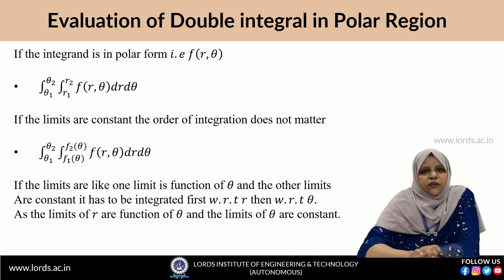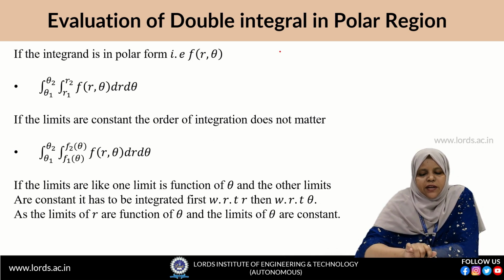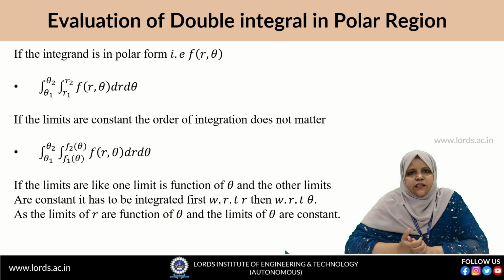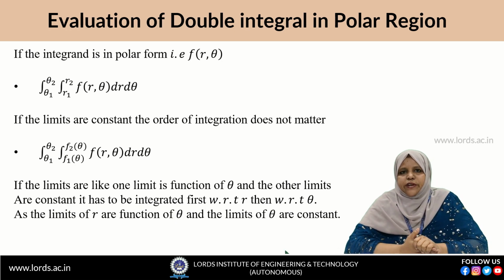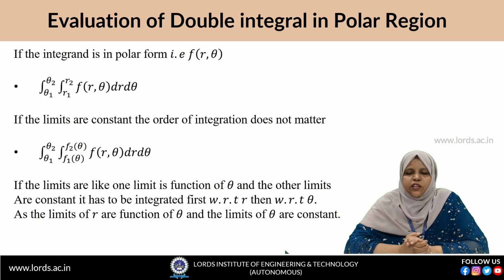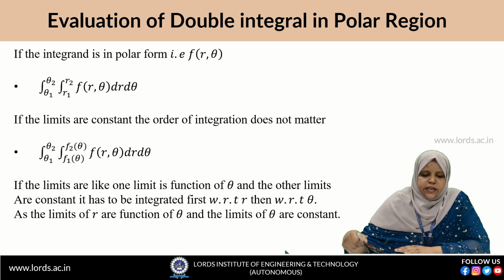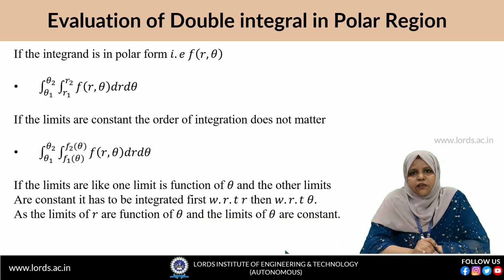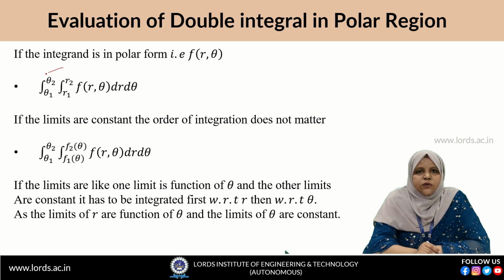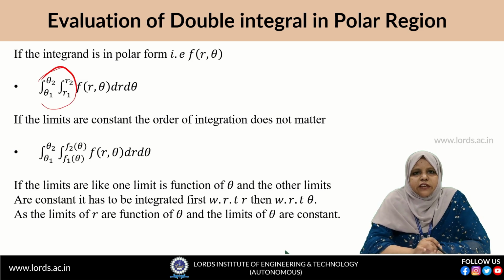Now next we are going to see the evaluation of the double integral in the polar region. Previously we have seen the Cartesian function f of x comma y. Now we will be seeing the function in the polar region, that is f of r comma theta. Now again the same way over here, whenever you see the evaluation of a double integral, always look at the limits. How are the limits given to us? Here as you see, the limits are theta 1, theta 2, r1, r2.